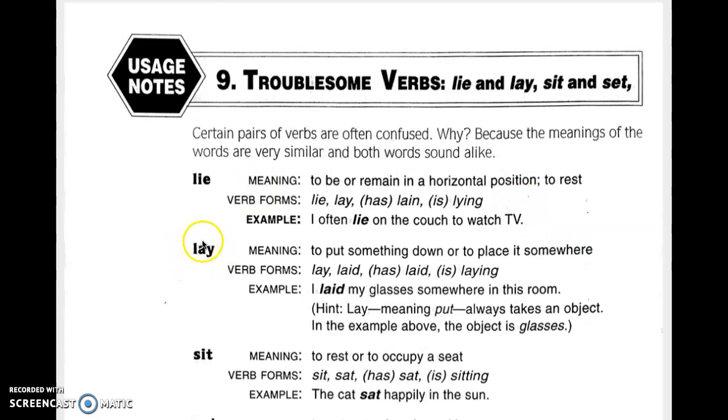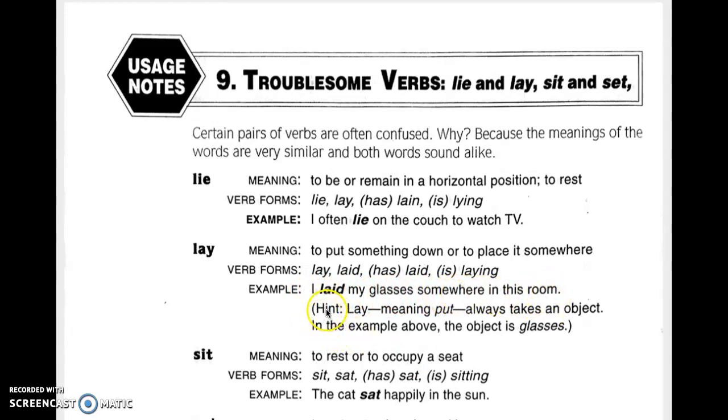The next one, lay, means to put something down or to place it somewhere. So this one doesn't mean lay down. This one means to put something in a place. If you're putting your remote on your coffee table, you're laying your remote down. You're not laying your body down in a horizontal position. You're laying something down in its place. The verb forms here are lay, laid, has laid, or is laying. I laid my glasses somewhere in this room.